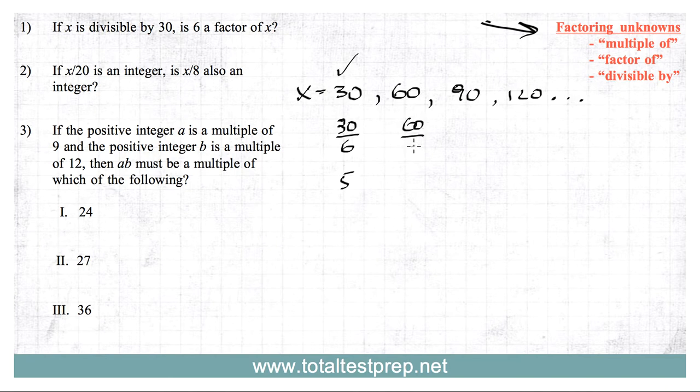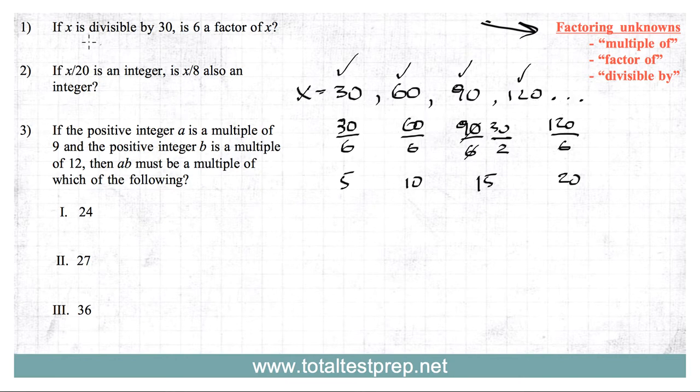Is 60 divisible by 6? That's 10, so 6 is a factor of 60 as well. Is 90 divisible by 6? We can divide this by 3, we get 30 divided by 2, and that gives us 15, so 90 is also divisible by 6, or 6 is a factor of 90. And 120, is that divisible by 6? Yeah, that's 20, so that's true as well. So for the first four multiples of 30, 6 is a factor of them.